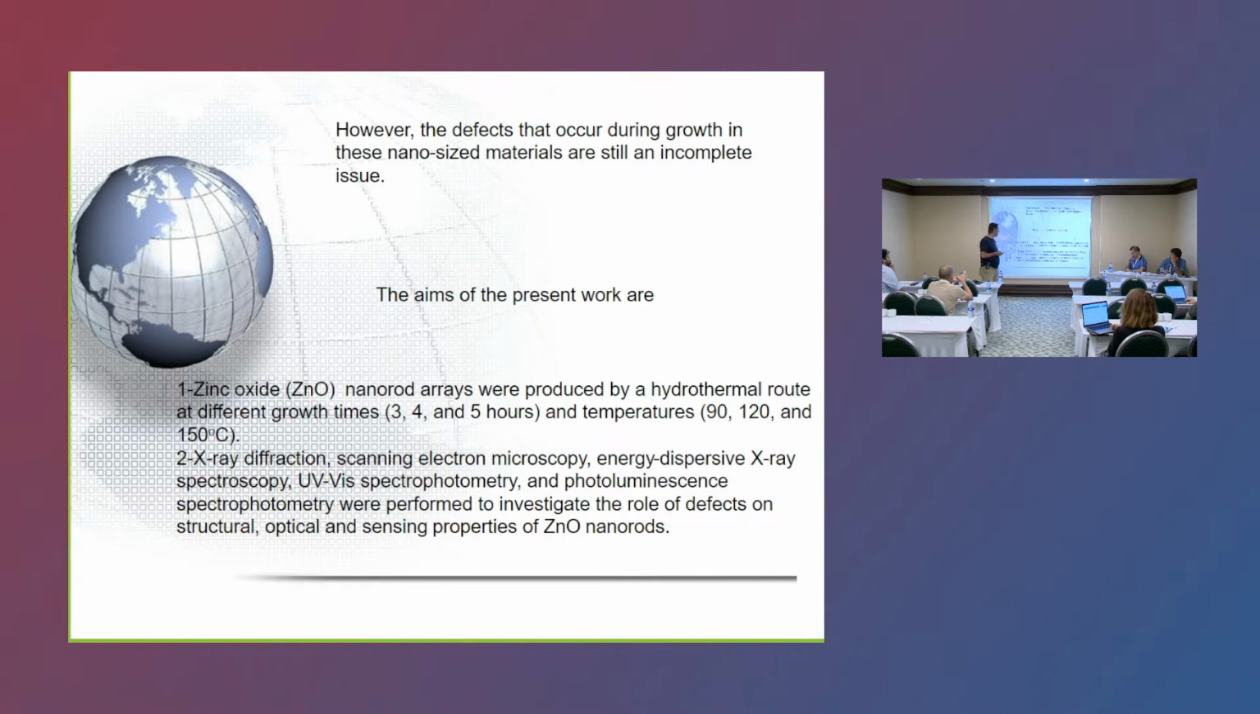What is the aim of this present work? We divided this work into two parts. First, we investigated zinc oxide nanorods, temperature and the growth time, to find the better crystalline materials. After that, we investigated the role of the defects on the structural, optical, and gas sensing properties of the zinc oxide nanorods.